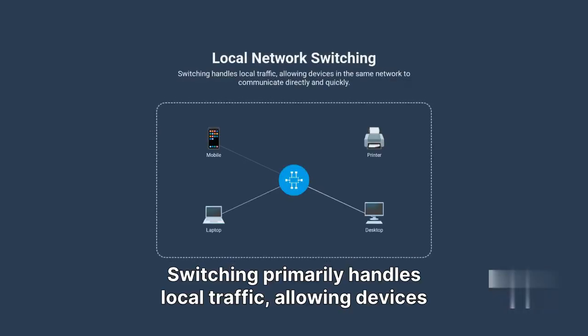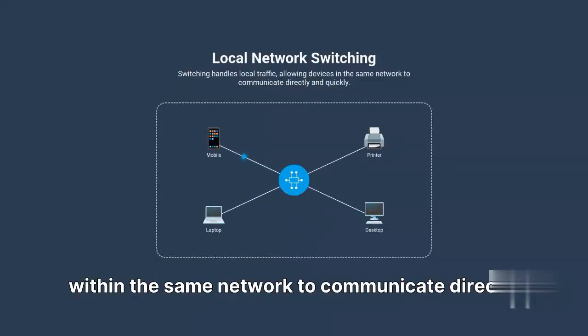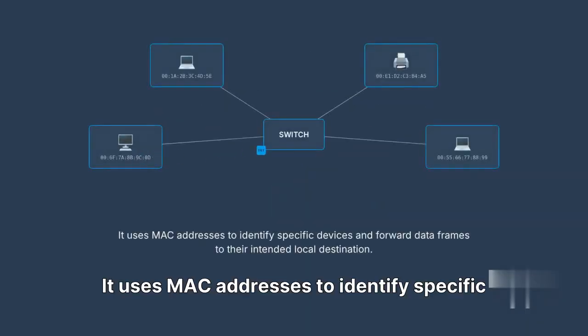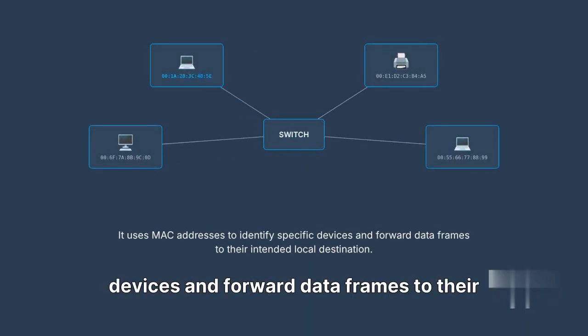Switching primarily handles local traffic, allowing devices within the same network to communicate directly and quickly. It uses MAC addresses to identify specific devices and forward data frames to their intended local destination.